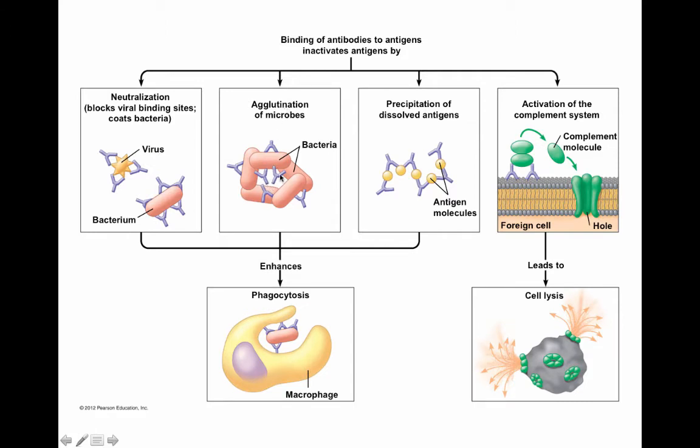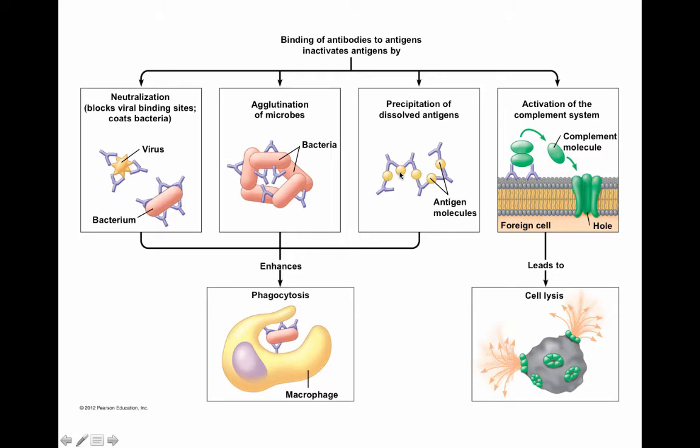Antibodies can also cause agglutination of microbes. They're showing bacteria here being clumped or agglutinating together. This could also be clumps of virus. They're inactivated, they're neutralized in this case. And actually both of these situations, and this one too, will enhance phagocytosis. And this creates a situation where a phagocytic cell can engulf more than one of the bacteria at a time.